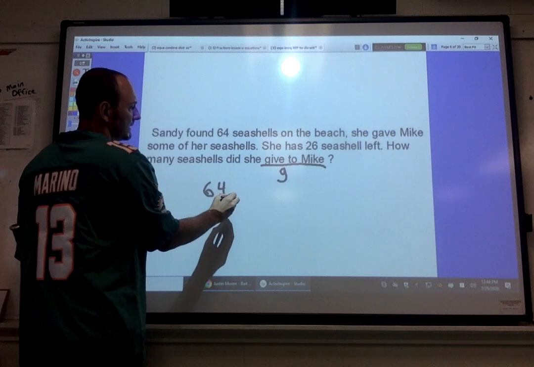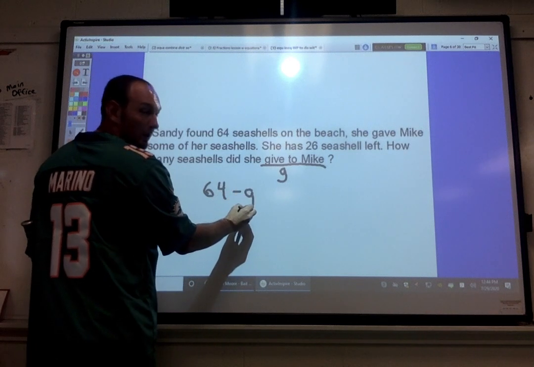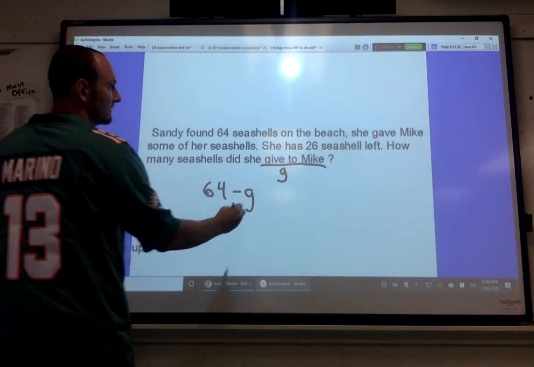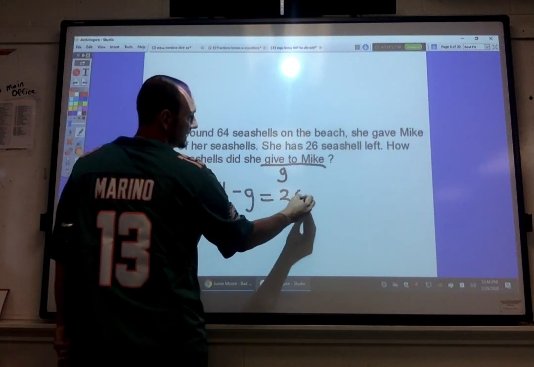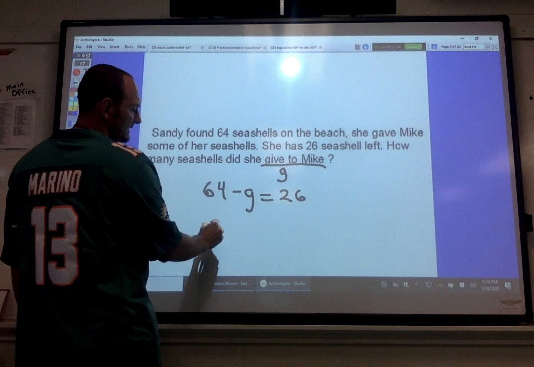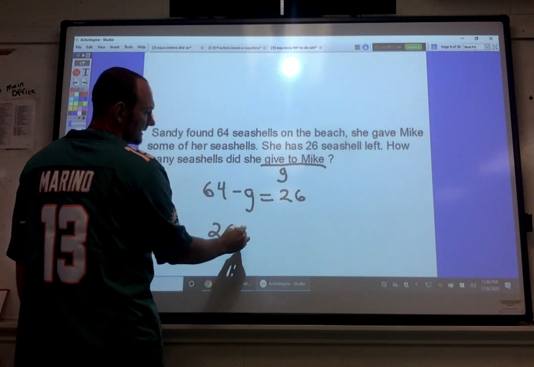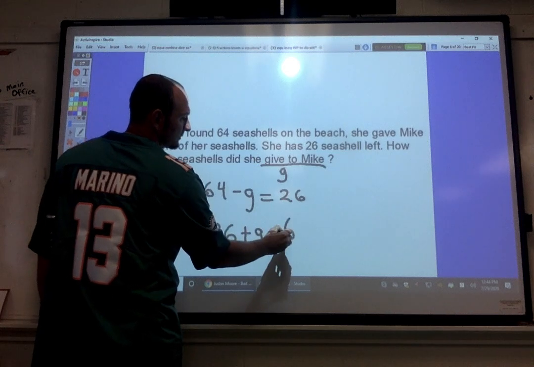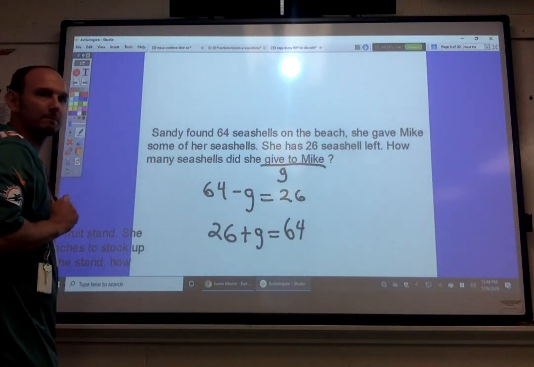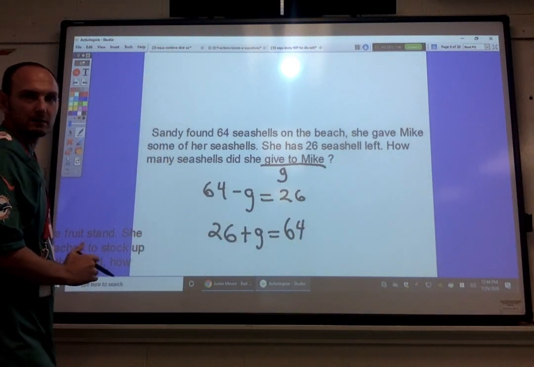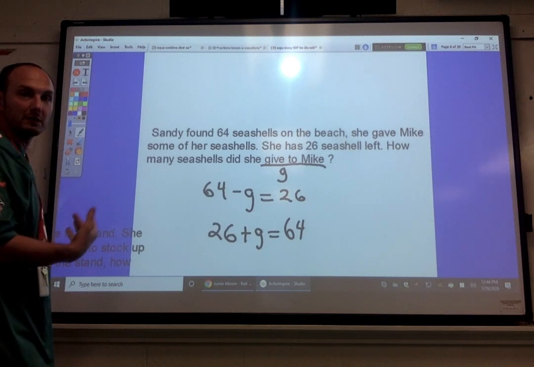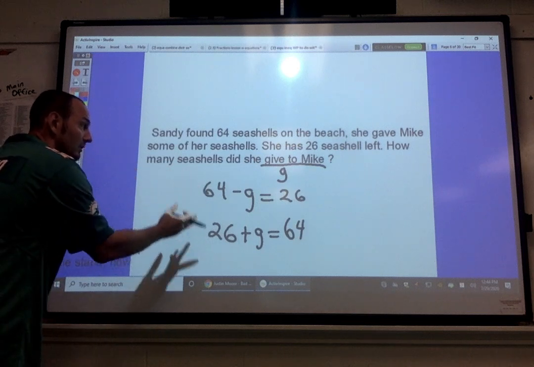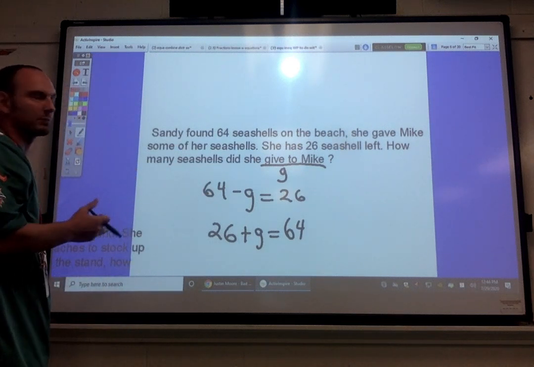Well, I have 64. If I subtract what I give away, I then should have the total that's left. And that makes sense. Well, if I take what I had left and add what I gave away, I should get the total. Both of these are correct. You can work them out, solve them, get the correct answer either way. Again, we're focusing on writing the equations in multiple ways.